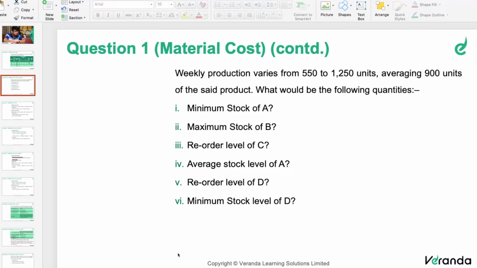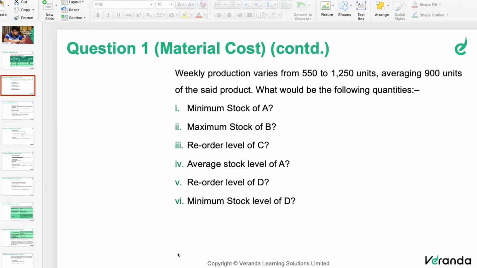Or minimum level plus half of the reordering quantity. So two formulas are there with respect to average level. What are they? Minimum level plus maximum level divided by 2, or minimum level plus half of the reordering quantity.